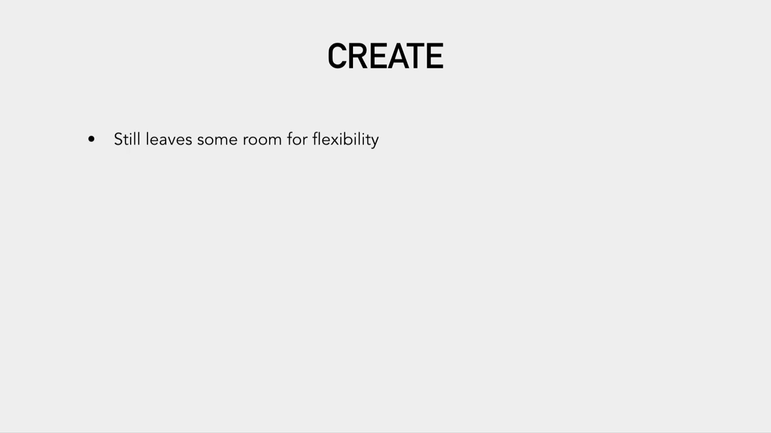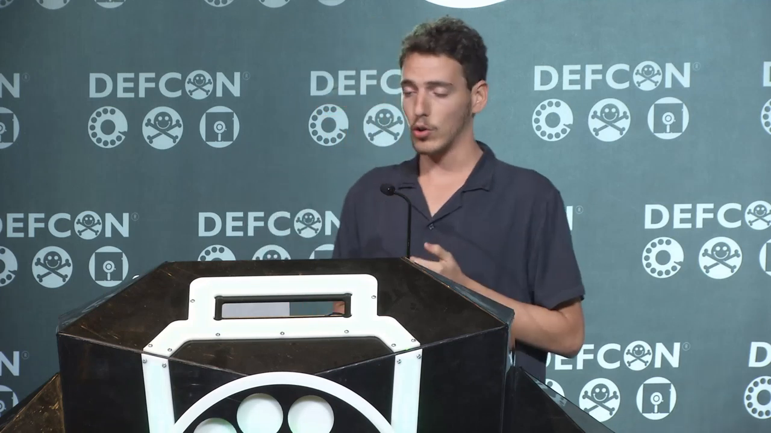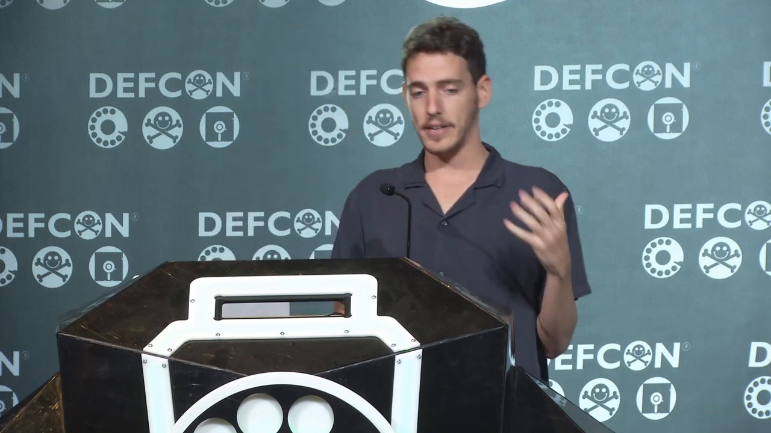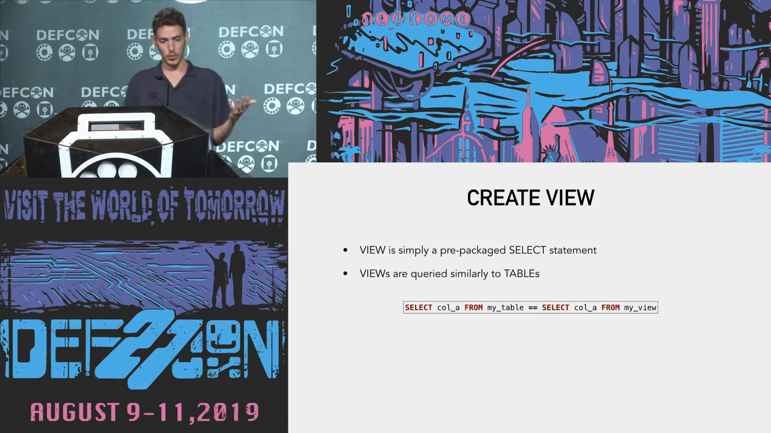However, it does leave some room for flexibility, because judging by the documentation, many things can be created in SQLite. You can create an index and a table and a trigger and a view, and something we still don't understand called virtual table. And then create view gave us an interesting idea, because views are simply prepackaged select statements, right? And they are queried similarly to a table. So selecting a column from a table is semantically equivalent to selecting a column from a view, right?